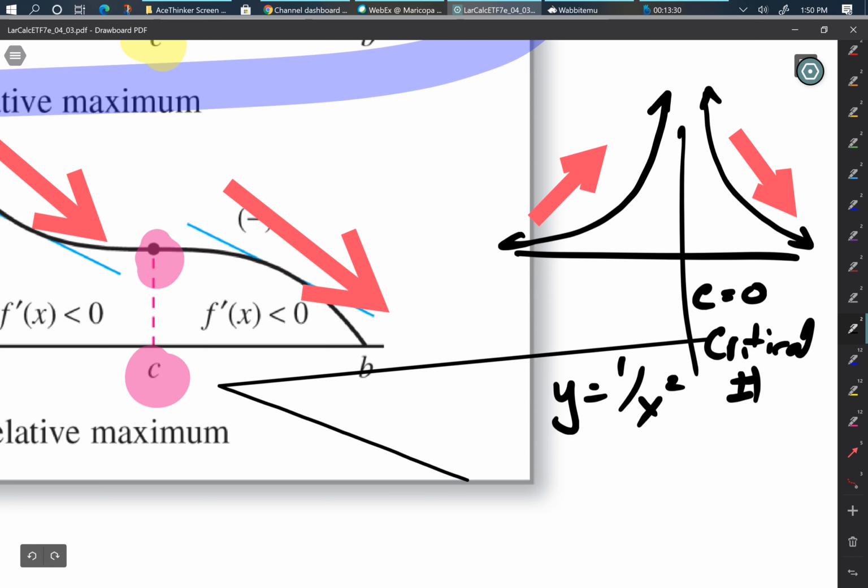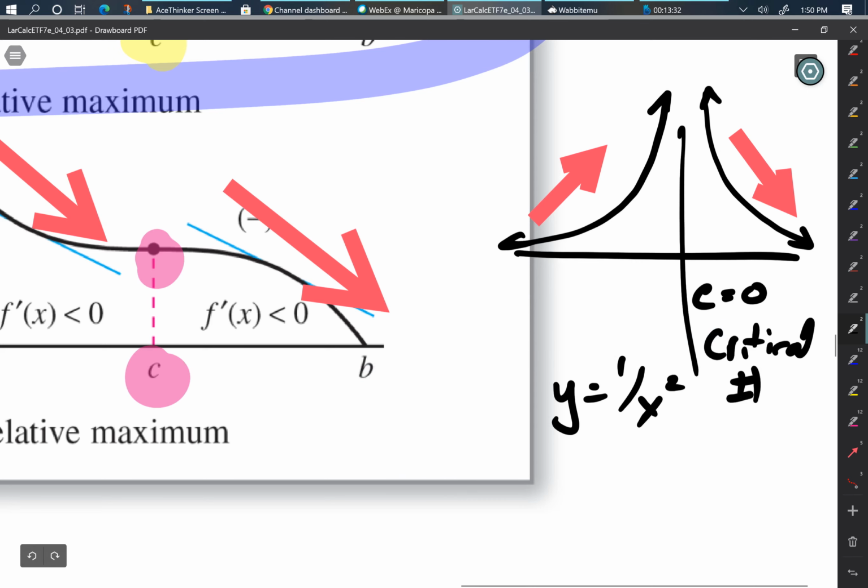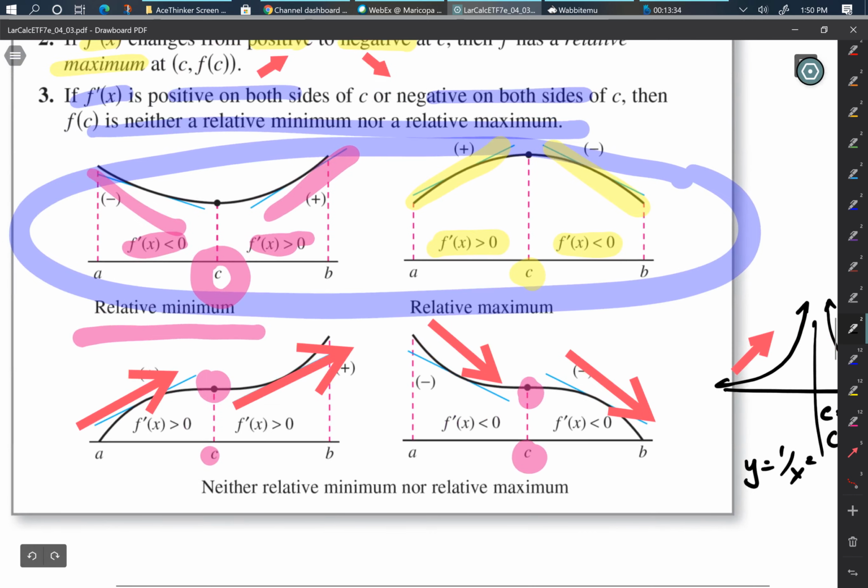All of this talk over here about maxes and mins required that these points associated with c, that is the f of c here and the f of c here, that those points are on the graph. If the point isn't on the graph, it can't be a maximum, nor can it be a minimum. It has to be on the graph first to say it's a high point or a low point.